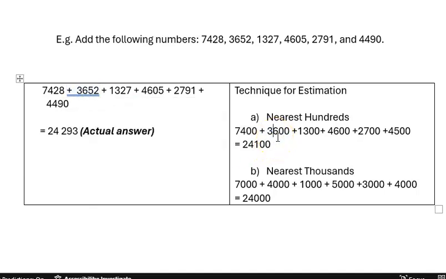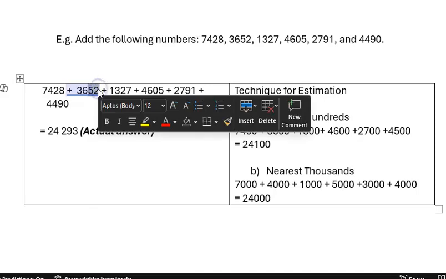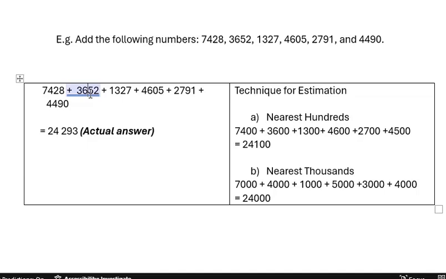3,652 is 3,600. And we could argue and say 52 is 5, and so we'd round up to 3,700. But remember, this is estimation. This is not testing the skills of rounding off. So that's so important. 1,327 is 1,300. 4,605 is 4,600. 2,791 is 2,000. Here we have 700.